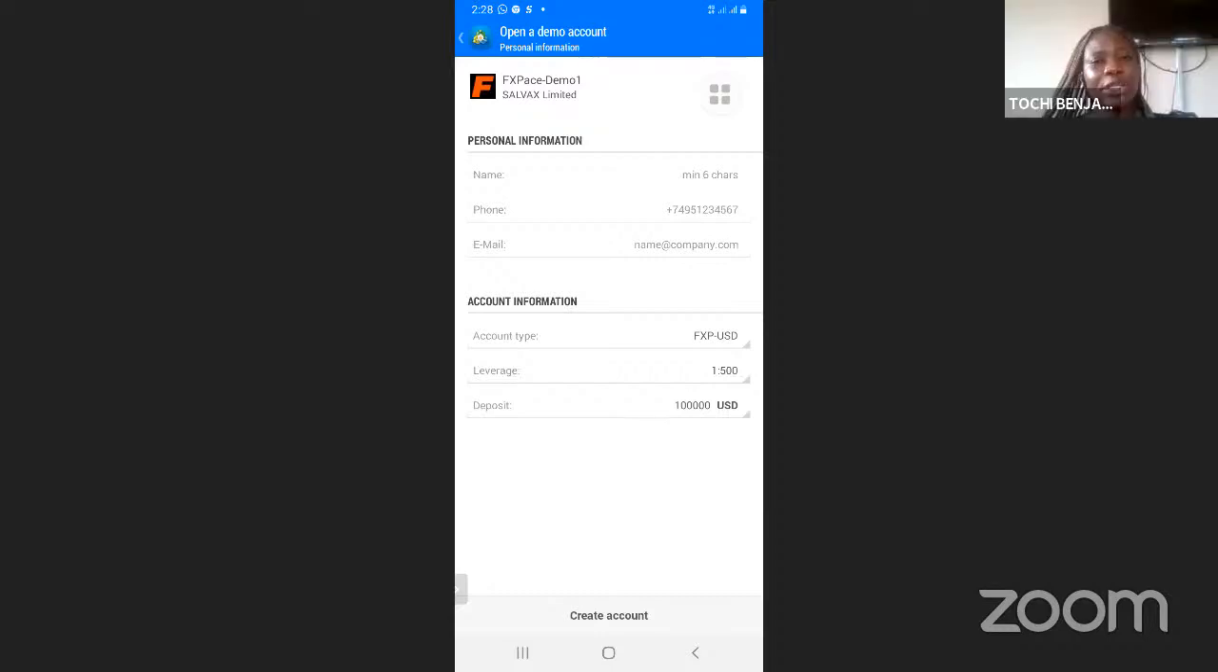Right. So you just fill all of this. I think your name, your phone number, your email address. Then account identification. You can see FS Space USD. Then leverage, you choose your leverage. Then deposit. I think for a phone version, you have a minimum of $3,000 deposit. You can deposit that for the demo account. Then you can start trading, practicing with your demo.